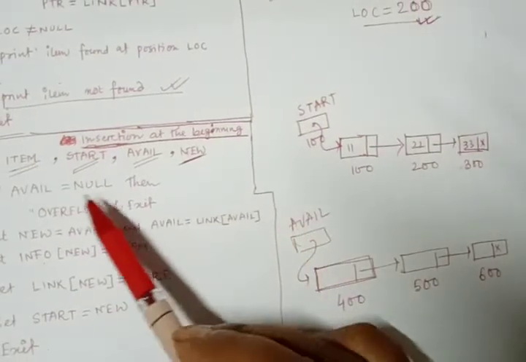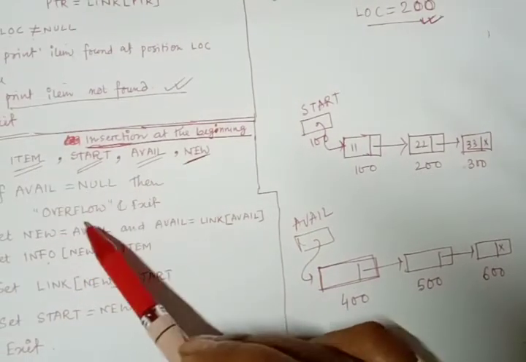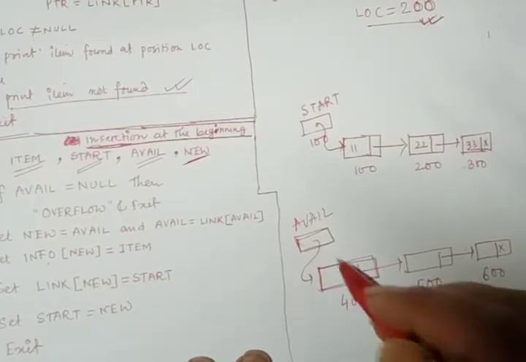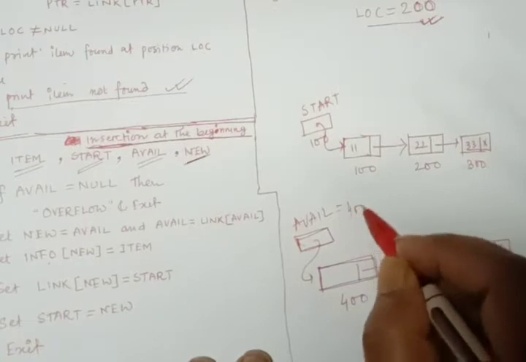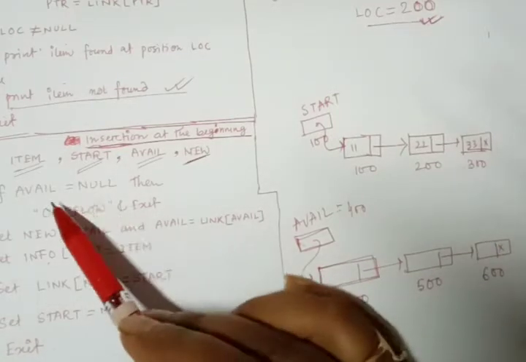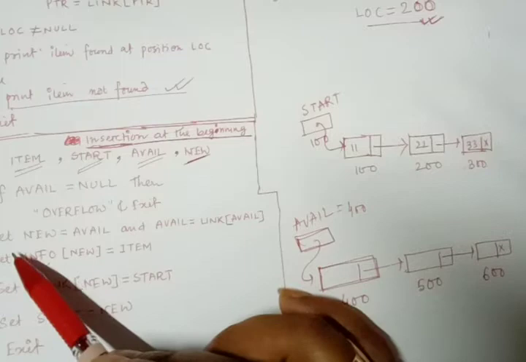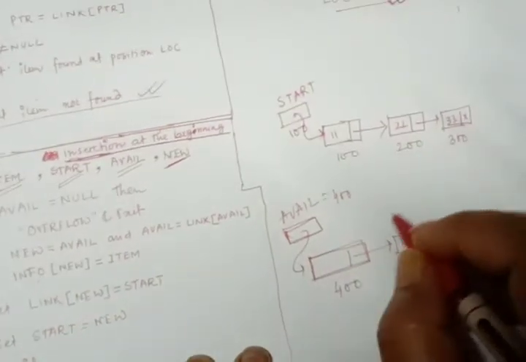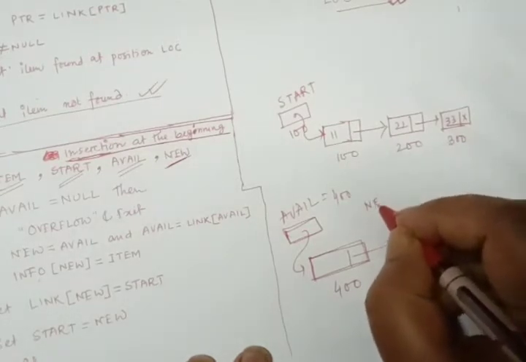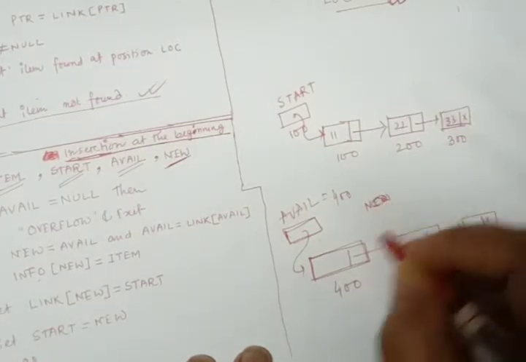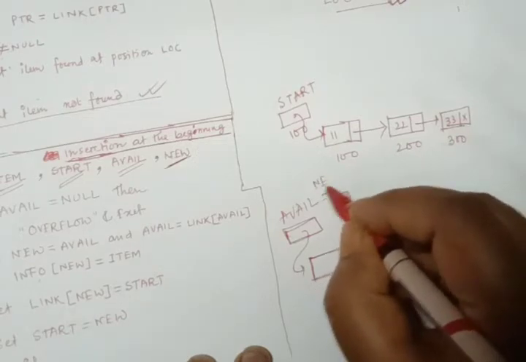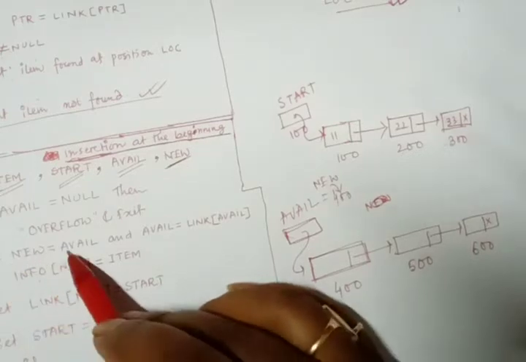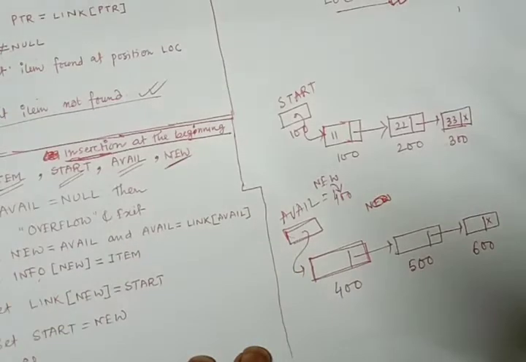So here you see the first step. If avail equal to null, then overflow. Suppose here in this case avail is not equal to null, because the value of avail is what? The value of avail is 400. So avail is not equal to null. Then step 2 will execute. And in step 2, here you see set new equal to avail. So new equal to avail means the value of new is what? 400, isn't it? Set new equal to avail, and avail equal to link of avail.